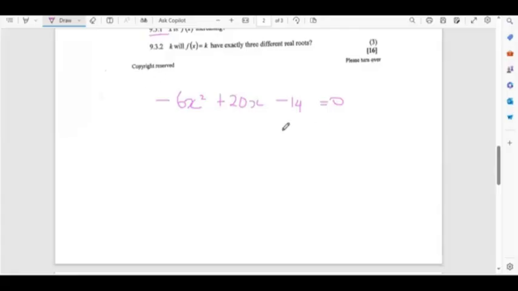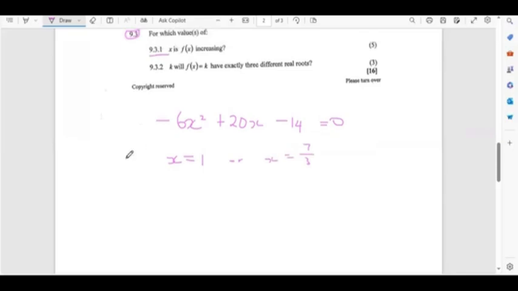As I've said, you take this first derivative and equate it to 0. Whichever method you're comfortable with in terms of factorizing, just do it. You can factorize this quadratic equation using the brackets method, or you can use the quadratic formula. In this case, I will use the quadratic formula. Remember, you need to write the formula down, then your substitution, as well as your values of x. If you do that, you should get x equals 1, or x equals 7 over 3. These are the x values of my turning points.